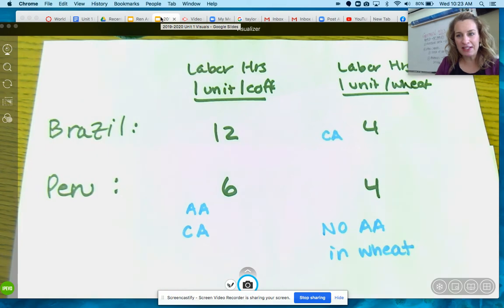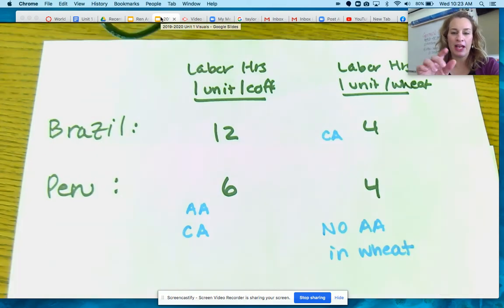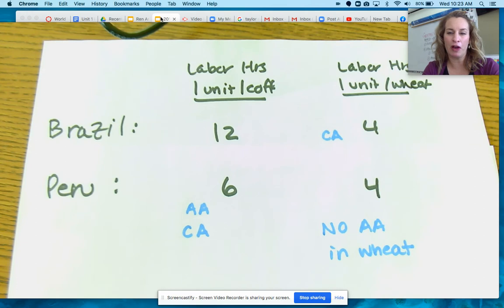And again, keep this handy. We're looking for a comparative advantage for Brazil in wheat. We're looking for it for Peru in coffee. And we're also looking for an absolute advantage for Peru in coffee and no absolute advantage in wheat.